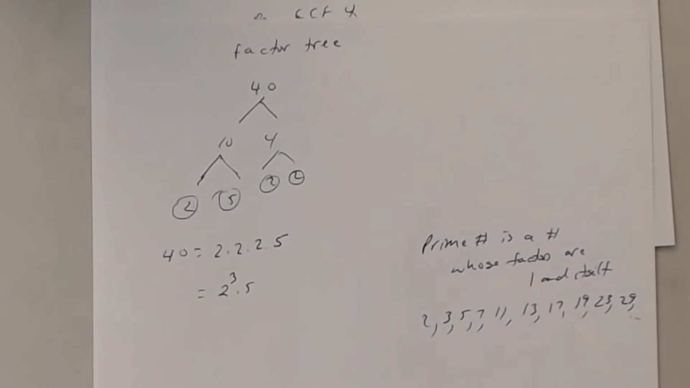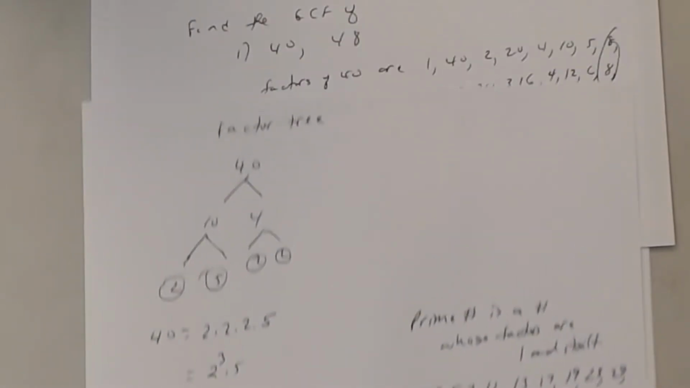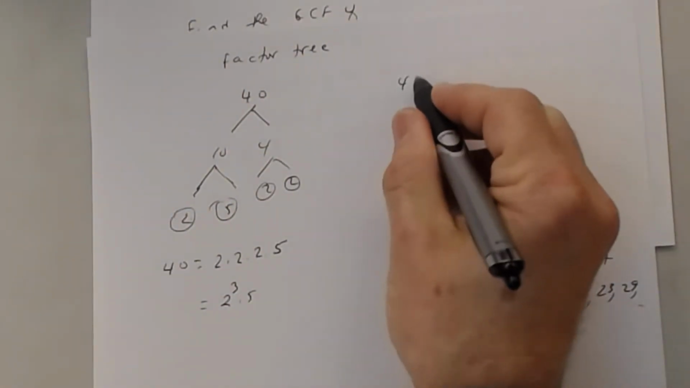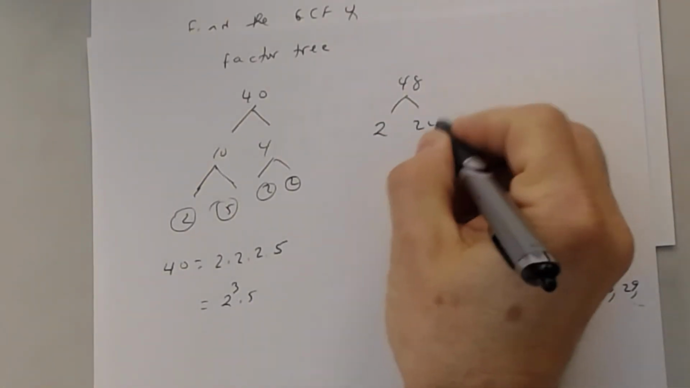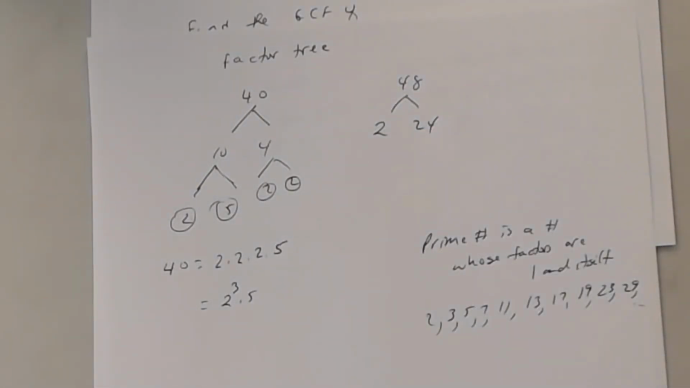Now let's look at, what was the other one? 48? All right, let's do 48. All I need is just two numbers. Don't use 48 and 1. 2 and 24. Okay, you want to use 2 and 24, that's fine. I can circle one right away. Which one can I circle? The 2. I can circle the 2. 24 I can't circle because 24 is not prime.